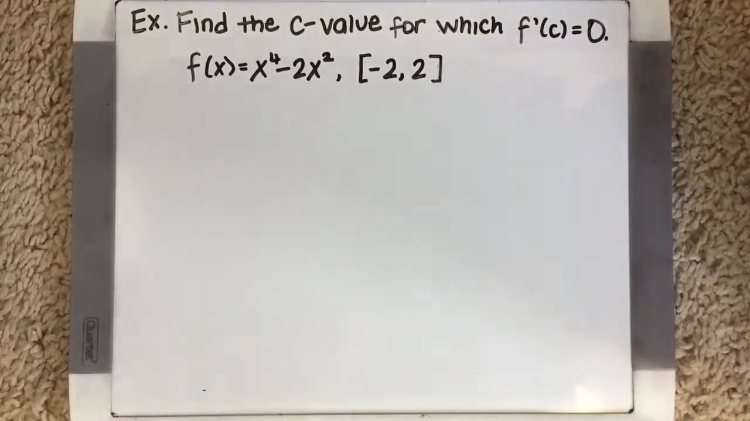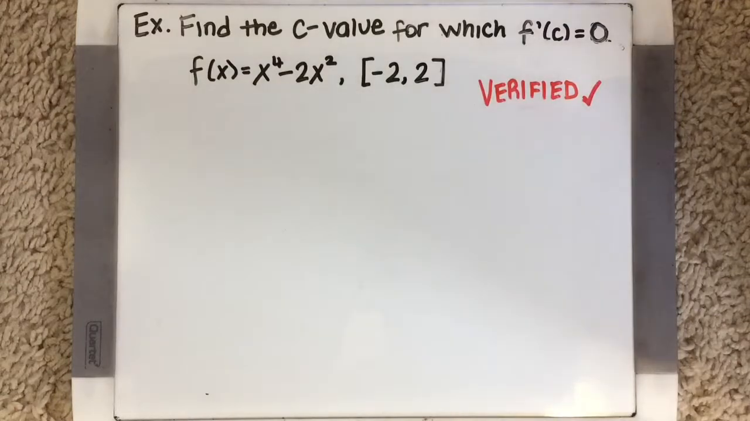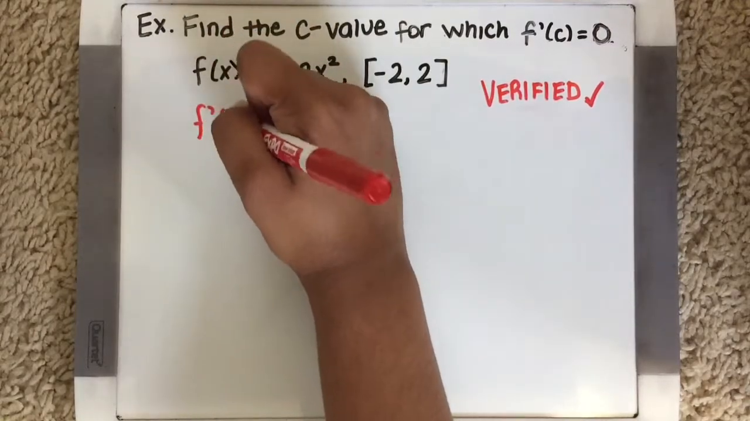We can also find the c value mentioned in Rolle's theorem. Continuing the previous example, we've already verified that the function meets all three conditions. Now we have to find a value of c such that f prime of c is 0. To do that, we will take the derivative and set it equal to 0, then find the value of x causing the slope of the function to be 0.